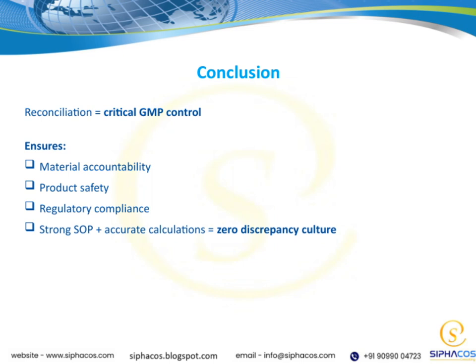In essence, reconciliation ties everything together: material control, safety, compliance. And when executed well, it keeps our processes transparent, reliable, and in line with GMP standards.